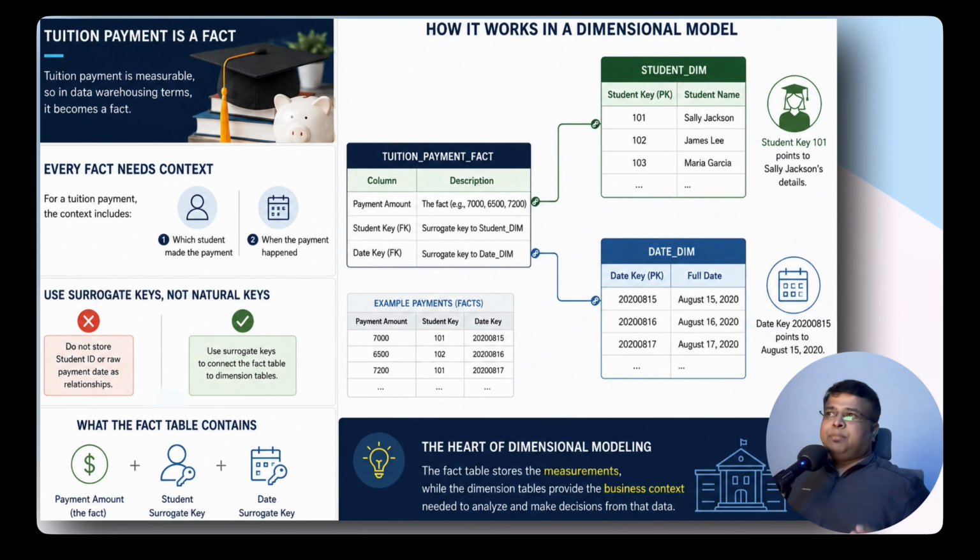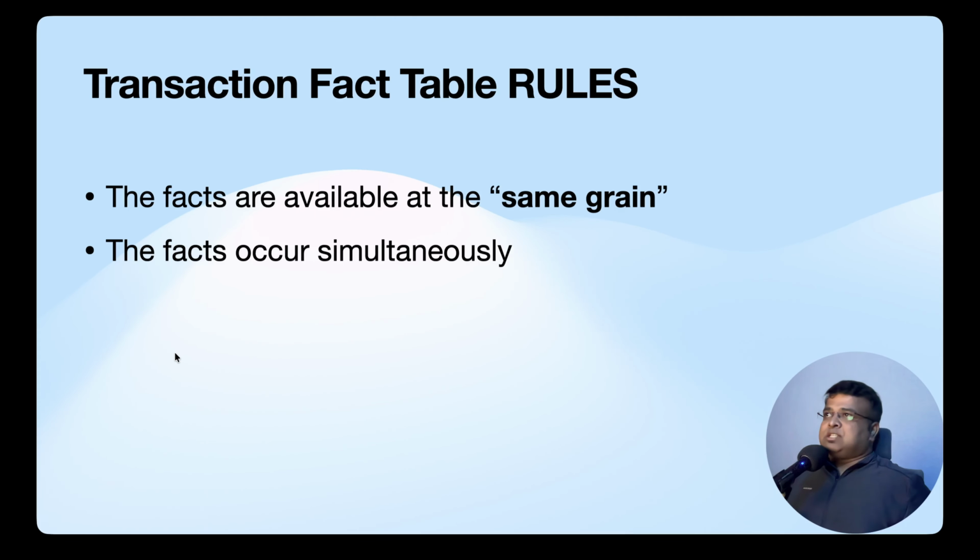A beginner might assume that we should store the data exactly like a report, something like, maybe, Sally Jackson paid, let us say, $7,000 on August 15, 2020. But that is not how dimensional modeling works. You also would not directly store something like a student ID or raw payment date as your relationships. Instead, in a proper data warehouse design, we use surrogate keys rather than natural keys.